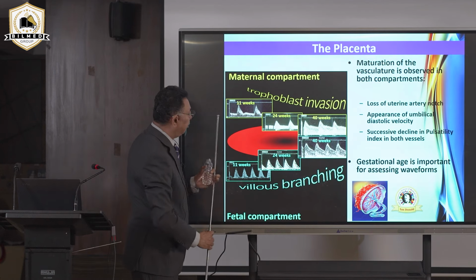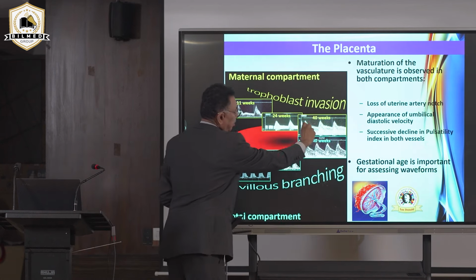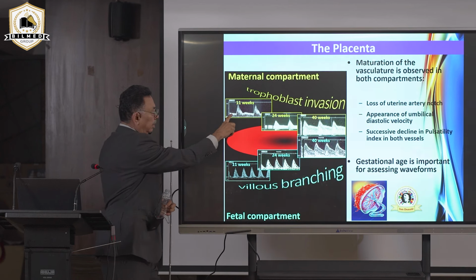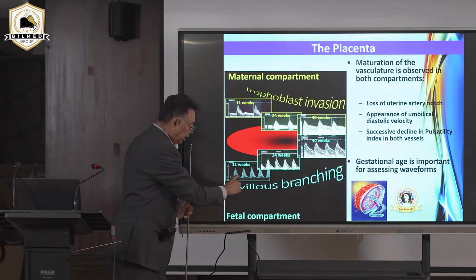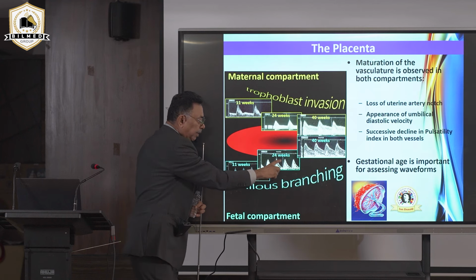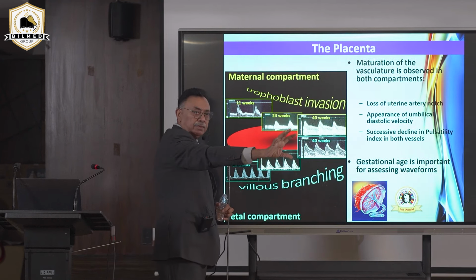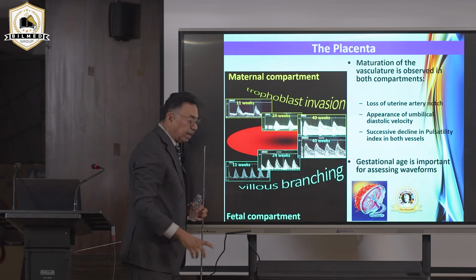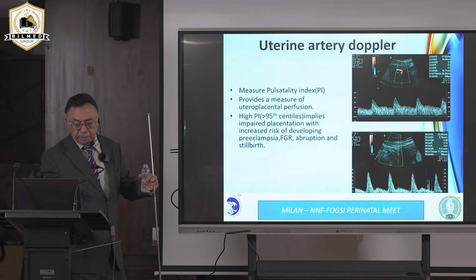As the trophoblast invades, the notch disappears, the diastolic increases. Okay, simple. If you see these wave patterns going like this, you're very happy. If you see very early no diastole, diastole appearing, diastole 50% in umbilical, very nice. We are very happy, and that tells you that the placenta is functioning well. So looking at the waves becomes very important.